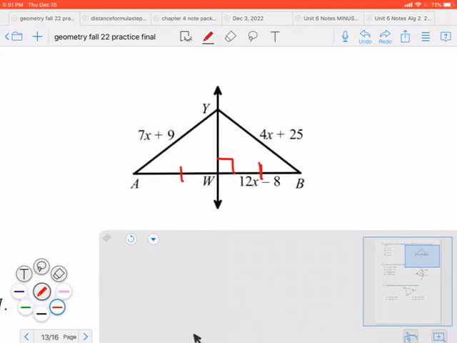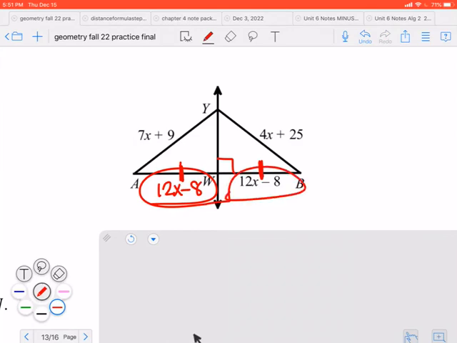Okay. Because we have these two sides being equal, I would be able to say that this one is also 12x minus 8. And then I'm thinking, I can't write 12x minus 8 equals 12x minus 8, we'll get all real numbers, obviously. So I'm thinking about what else I can do here.